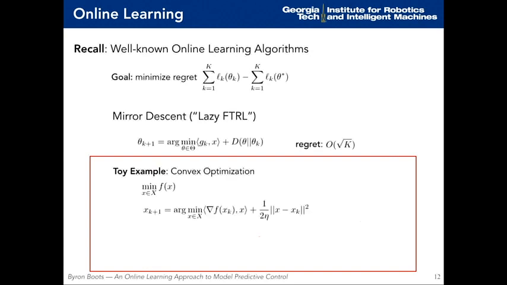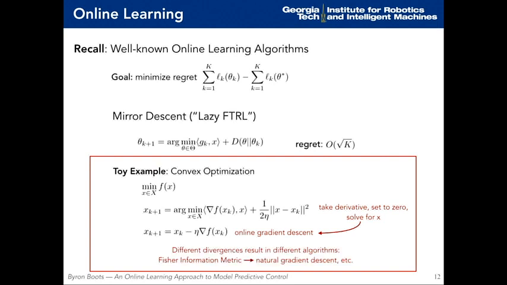And we can do this by using mirror descent with a quadratic regularizer, which gives us this optimization problem at every round. And the eta here basically tells us how much we want to regularize. And if we take the derivative of this, set to 0, and solve for x, then the solution to this surrogate problem is exactly a step in online gradient descent. So again, note that eta here plays an important role as the step size. Okay. And different divergences result in different algorithms. So for example, if you use the Fisher information metric, then you get natural gradient descent, et cetera.